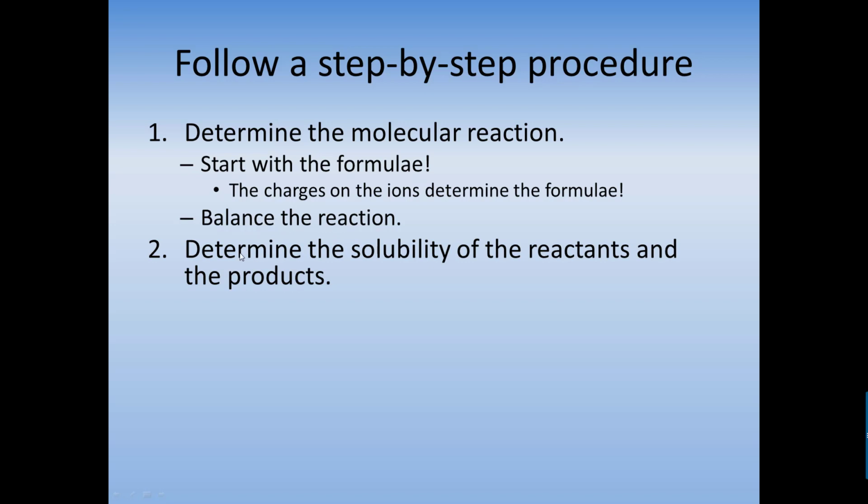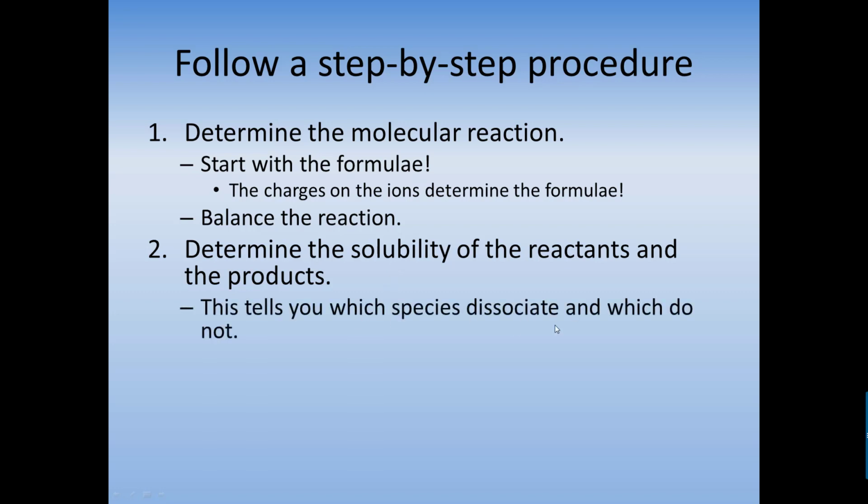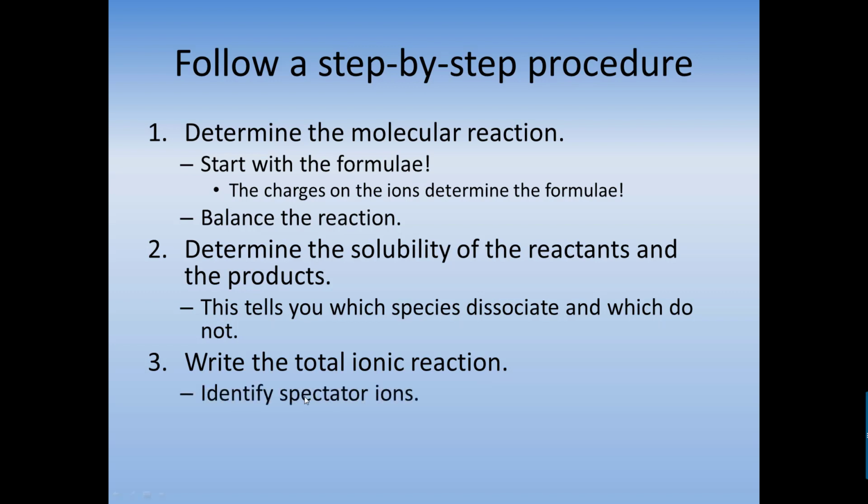With the balanced chemical reaction, we can then apply solubility rules to determine which of the reactants and products are going to dissociate and which may be insoluble. Once we know that, we can write the total ionic reaction, indicating which ionic species have dissociated to form ions in solution. Once we see the ions in solution, we can determine which are the spectator ions. These will be the ones which remain chemically unchanged as the reaction progresses. Once we know the spectator ions, then we can write the net ionic reaction.